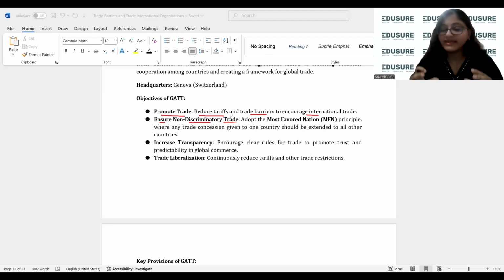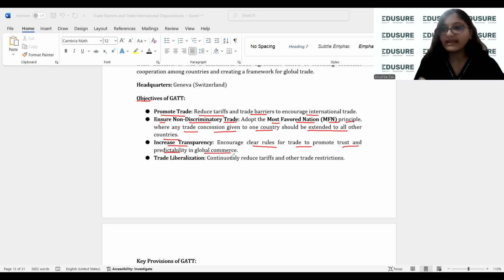Every member country will be given the same opportunity, the same free trade situation, funding, resources, connections, everything that you need for your trade enhancement, irrespective of the size, irrespective of the zone that you are in. So they will be adopting the most favored nation principle. All the countries who are a part of GATT will be given most favored nation status, and GATT will back them to promote free trade among member countries with equal opportunity. Any trade concession given to any one country should be extended to all other countries. If one country is getting some specific benefit, it will be extended to all the other countries. That was one of the objectives of GATT. Then you have increased transparency, encouraging clear rules: international trade rules will be clearly defined, and transparent rules will be there to promote trust and to build predictability in global commerce.